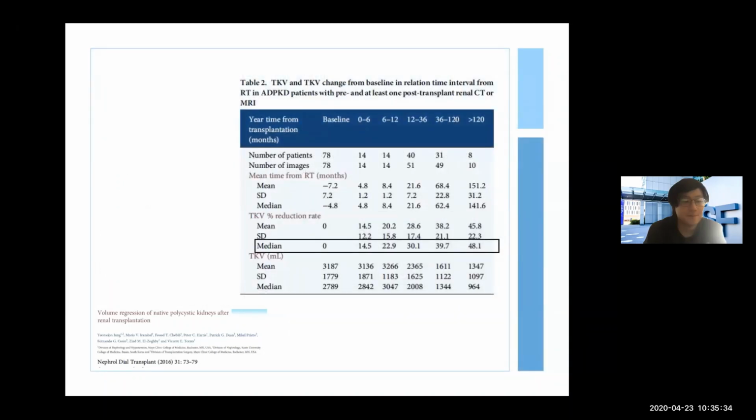The summary of this article shows up to about a 50% median volume loss after 12 years, but this is a very small number of patients. You can see only 8 patients in the 12-year group. 40 patients at an earlier time point had about a 30% decrease in volume. So I think we can say that in some patients, we see a decrease in volume that may help them in terms of their symptoms, but I don't think that we can count on that in everyone.